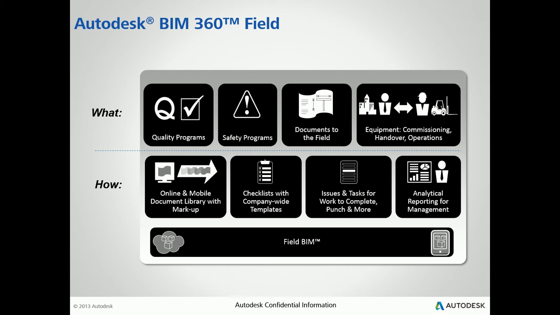First, on what, we have quality programs, safety programs, documents to the field, and equipment. How is how that is managed: with online and mobile, checklists, issues and tasks, and analytical reporting. And BIM 360 Field covers all of those items: online, checklists, issues, and analytical reports.